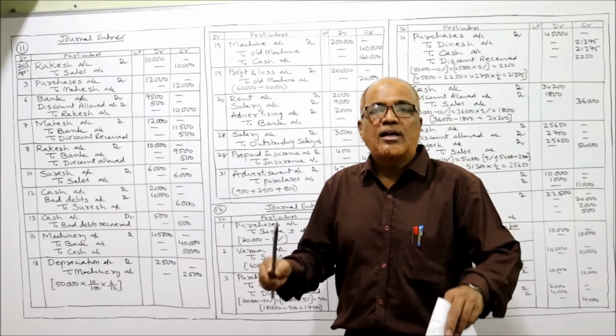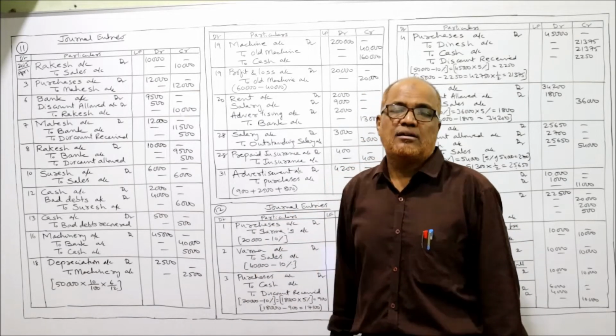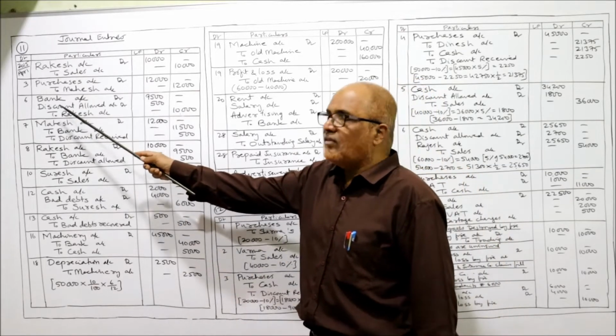When check is dishonored, the entry should be reversed. What is the entry when we receive the check?